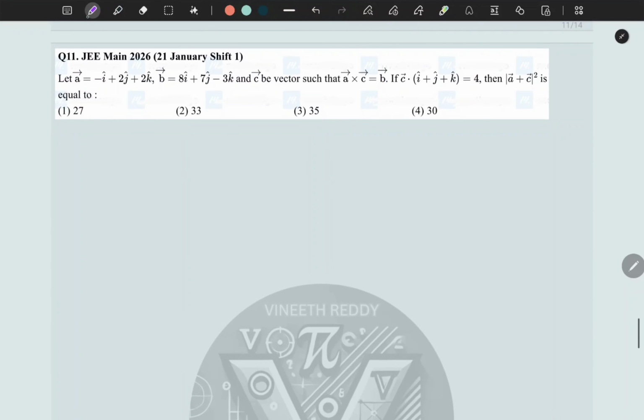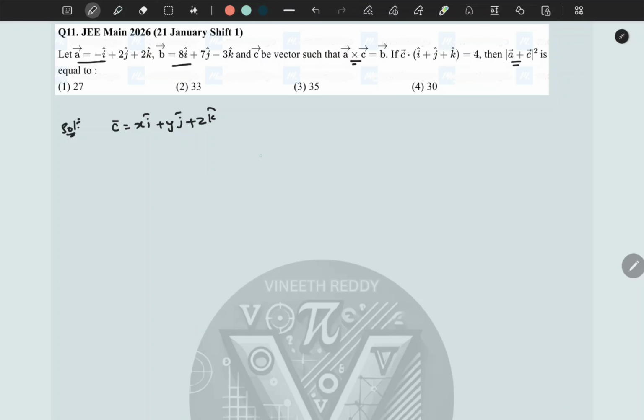Now let us go to the next question. The next question says A is given, B is given, C is a vector, and C dot this, and A plus C. So A is given, that means I think we have to find C. So one way is, let us assume C as xi plus yj plus zk.